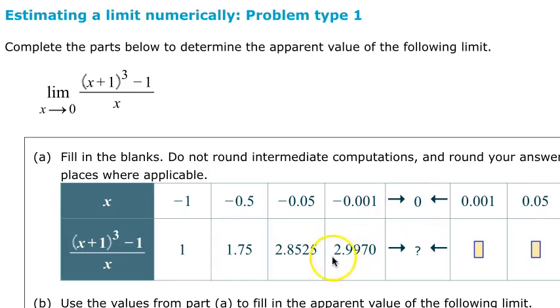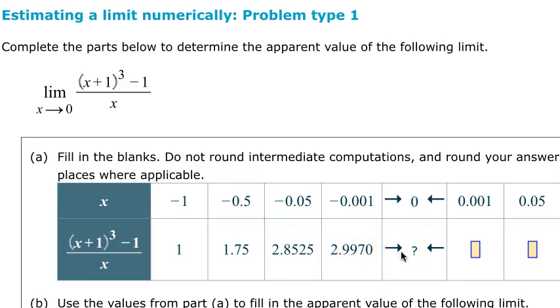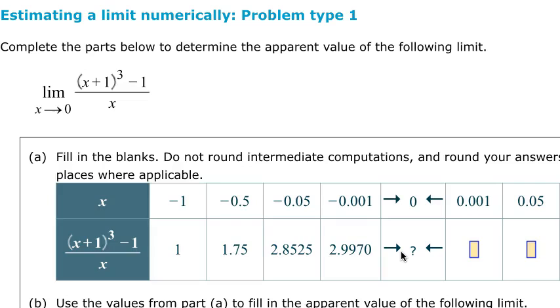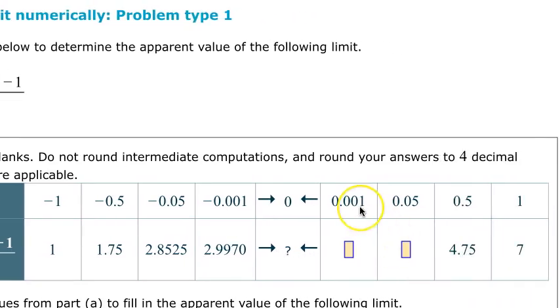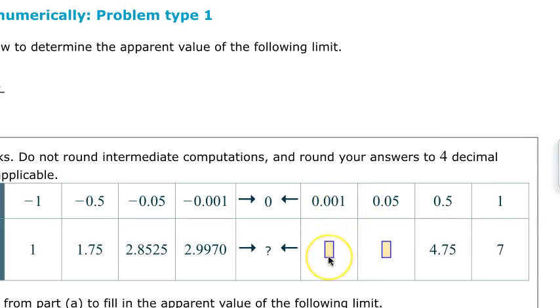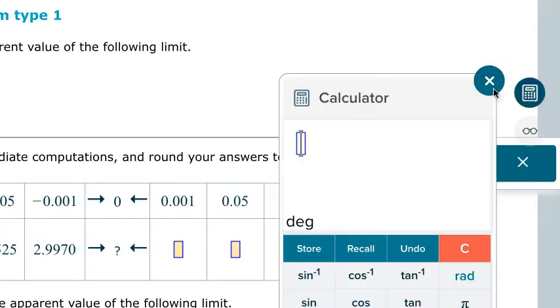We see that our functional values, (x plus 1) raised to the third power minus 1 all over x, we see that that expression looks like it's getting close to, here we go from 2.8525, 2.9970, looks like we're getting close to 3. So then we say, well, let's go ahead and approach 0 or find values that are close to 0 from the right. And so here we're going to plug in the values because they don't give it to us for 0.01 nor 0.05. And what we're going to do is we're going to use the ALEKS calculator to find that computation.